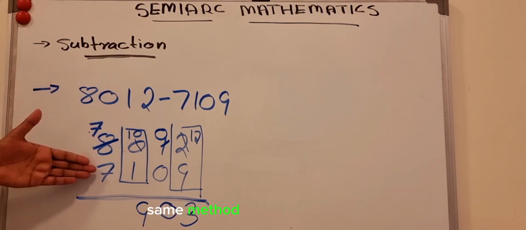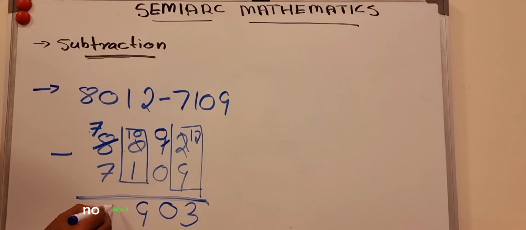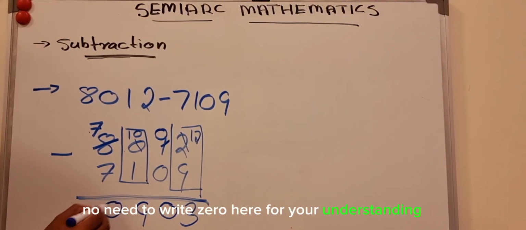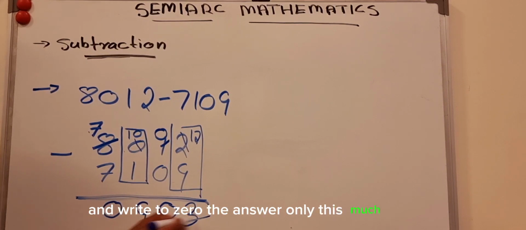Same method here, 7 minus 7 is 0. So there is no need to write 0 here. For understanding and writing 0, the answer is only this much, 903.